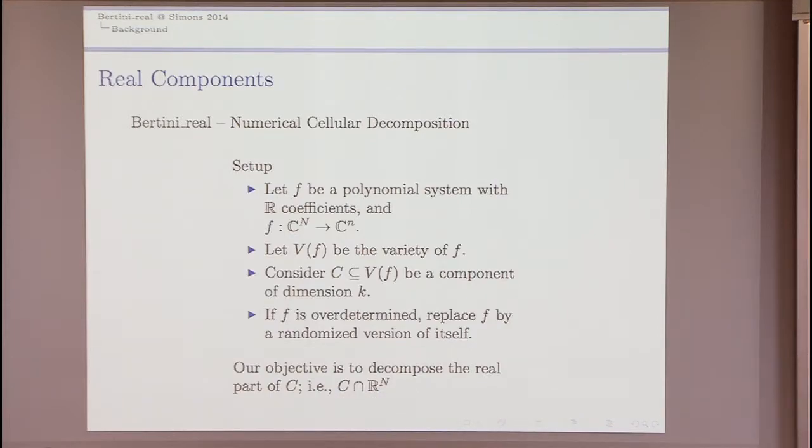Okay, so we're all about setting up the notation for what we're going to do. So, F, just like y'all are doing, a polynomial system. I'm going to assume I've got real coefficients, and I'm going to map from capital N to little n. V is the variety, as it always is. I'm going to talk about component C being a component of the variety. Its dimension is k. And if f happens to be overdetermined, that is to say that the difference between capital N and little n is not k, then I'm just going to forget about this one and replace it with a randomized version of itself so that in all of the computations that follow, I get square systems. Which is certainly necessary. And so my objective is to decompose the real part of that complex component.